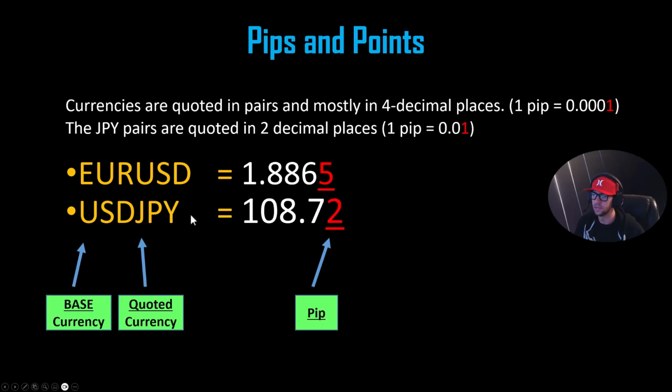As always, on the left hand side, like US dollar, that would be considered your base currency. JPY would be considered your quoted currency. So it's very simple, very sweet, right? Like you go to the store, you buy something, say an Xbox, and it comes out to $582.22. Well, the 2 would be considered your pip.